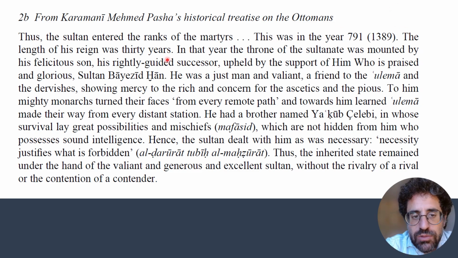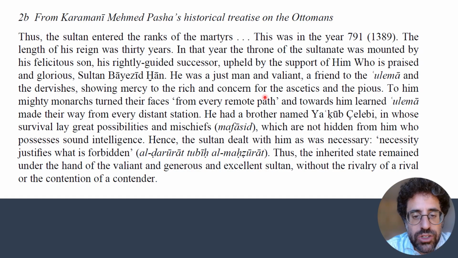The length of Murad I's reign was 30 years. In that year, the throne of the Sultanate was mounted by his felicitous son and the rightly guided successor who upheld him, Sultan Bayezid Khan. The guy gets defeated at the Battle of Ankara by Timur. He was just and valiant, a friend to the ulema, the scholars, and the dervishes, showing mercy to the rich and concern for the ascetics and the pious. To him, mighty monarchs turned their faces for every remote path, and toward him learned ulema made their way for every dissertation.